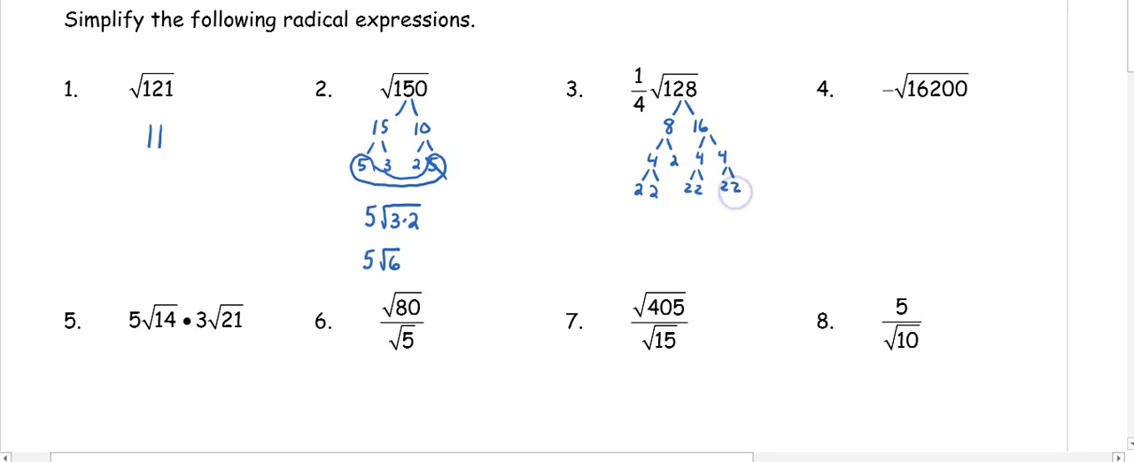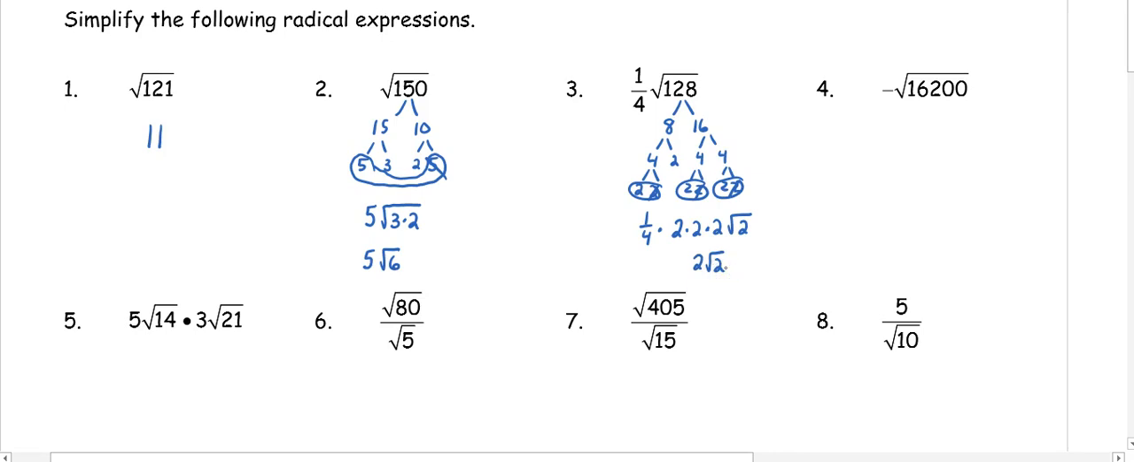So when I'm looking at my pairs, I have a pair of 2s, a pair of 2s, and a pair of 2s. There was already a number out front, so that coefficient of 1/4 is going to multiply with our pairs. So we would have 1/4 times 2 times 2 times 2. There's still a 2 left over, so under the radical is another 2. Now when I multiply 1/4 times 2 times 2 times 2, I end up with 2 root 2.